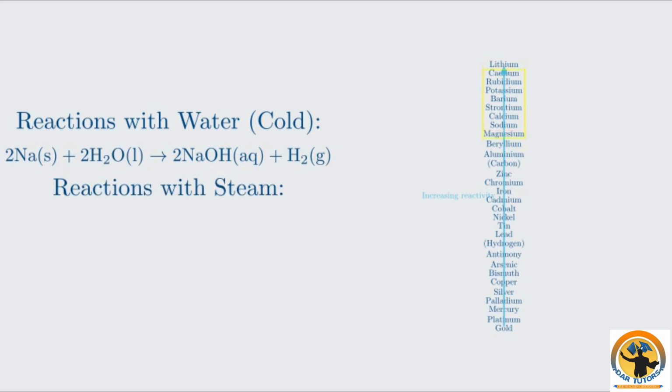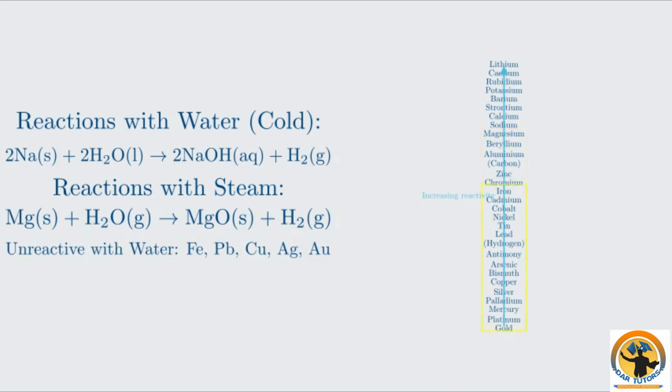Metals lower down, like magnesium and zinc, react only with steam to form the metal oxide and hydrogen. For example, magnesium reacts with steam. Magnesium solid reacts with water vapor to form magnesium oxide solid and hydrogen gas. The metal glows brightly as it reacts. Metals like iron, lead, copper, silver, and gold do not react with water at all.